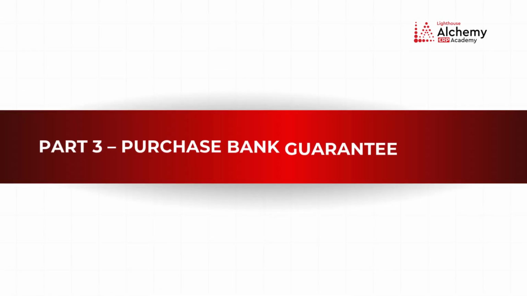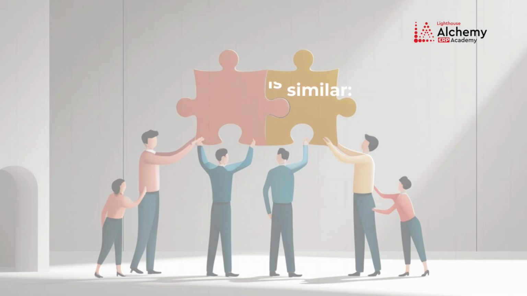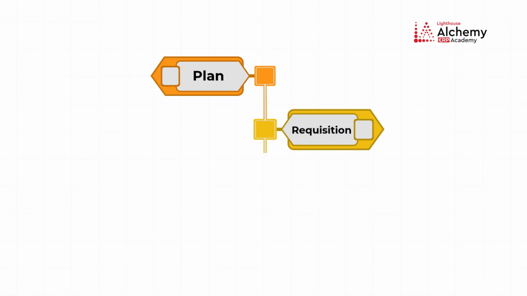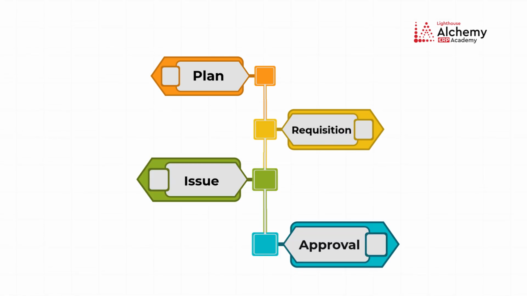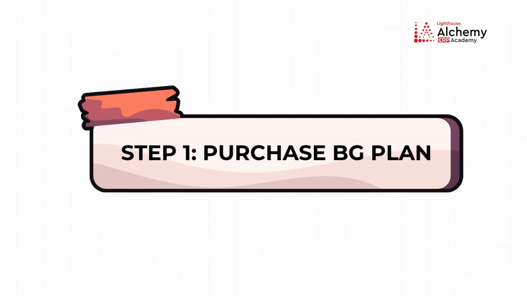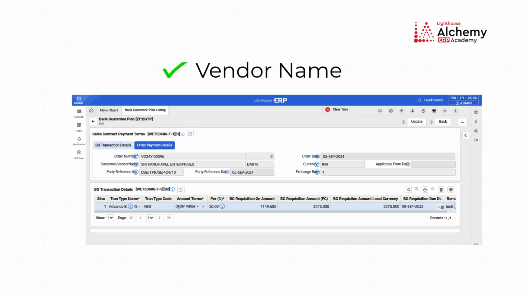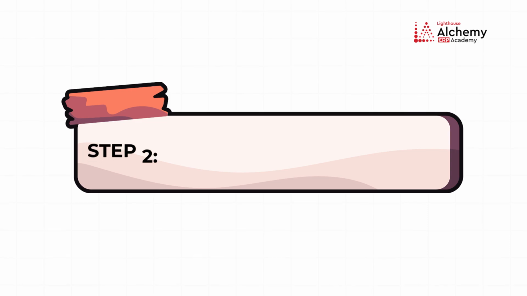Part 3. Purchase bank guarantee process. Now let's understand the purchase side. The flow is similar. Plan, requisition, issue, approval. Step 1. Purchase BG plan. Here we define vendor name, BG amount, validity, purpose. Approval process follows.